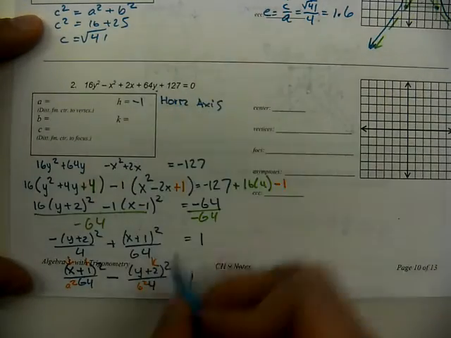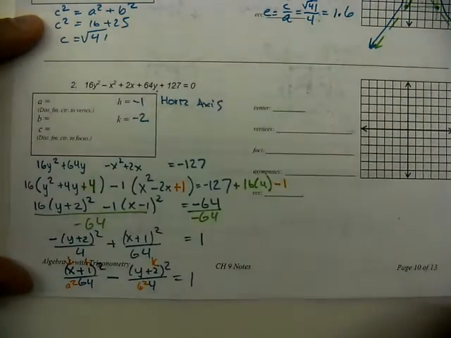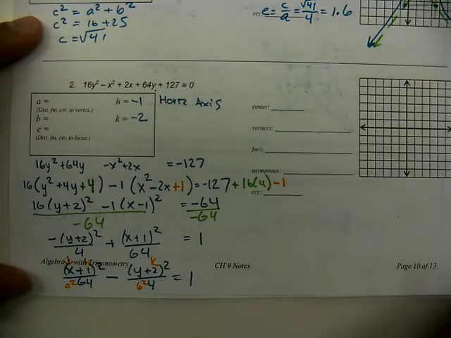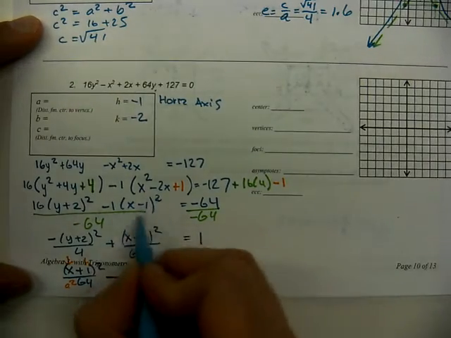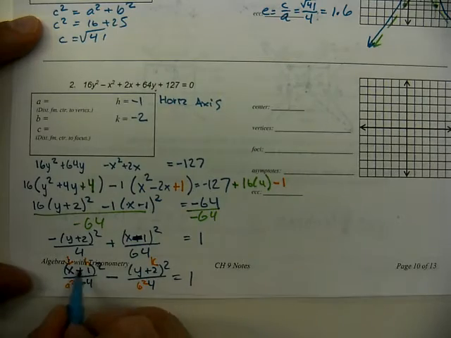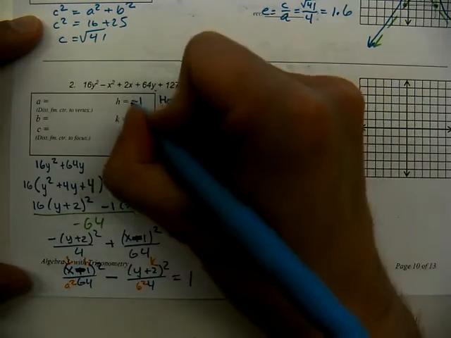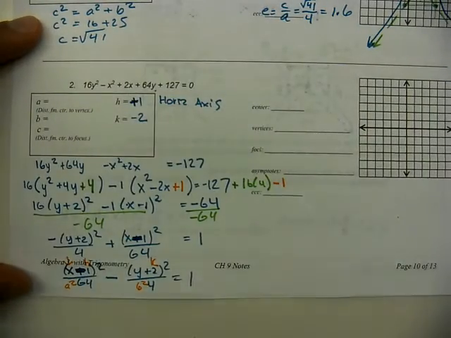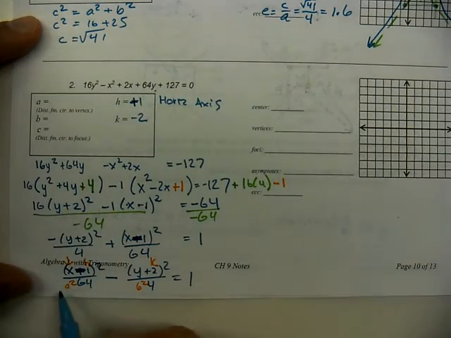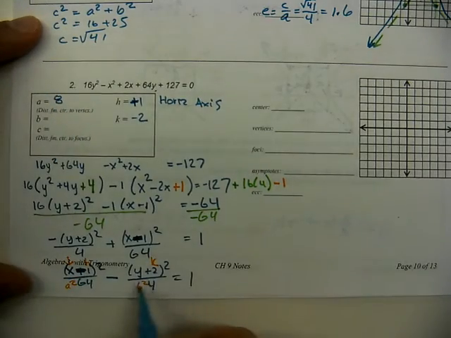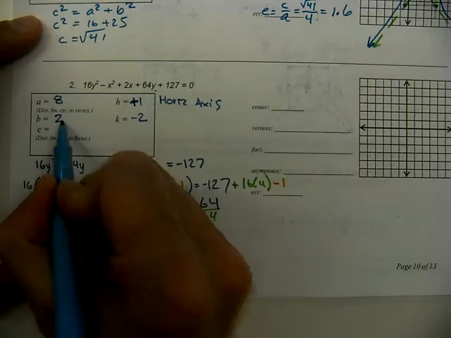H is -1, k is -2. Oops, I lost my sign here. Hold on, I'm fixing a mistake. See right there where it says an x minus 1? That should still be x minus 1, which means my h is positive 1. Okay, I'm caught up now. The a squared is 64, so a is 8. The b squared is 4, so b is 2.